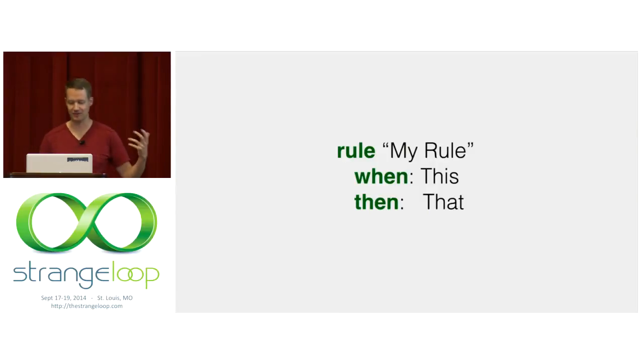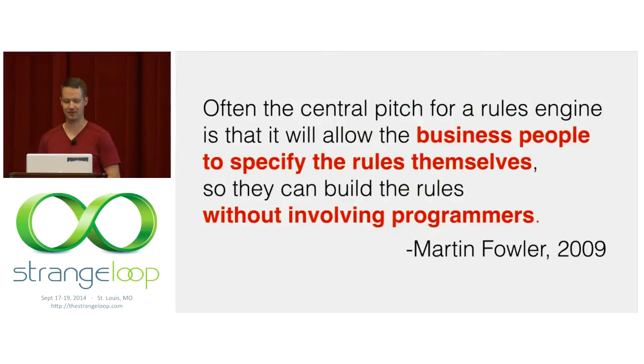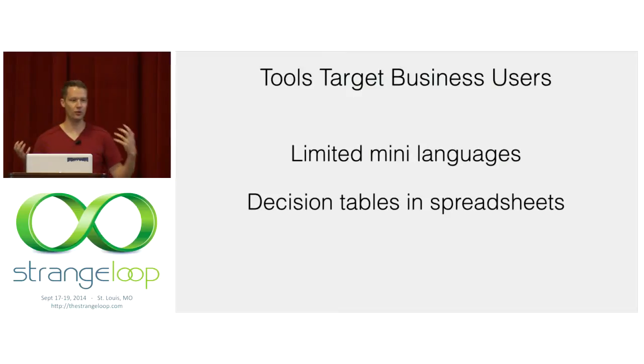And Martin Fowler observed this trend several years later, in that the central pitch of rules engines has become to allow business people to specify rules independently without involving programmers. He went on to say that this usually doesn't end well, for reasons that we're going to jump into. And because of this demand, our rule engines, our expert systems, their tools started targeting business users rather than engineers.